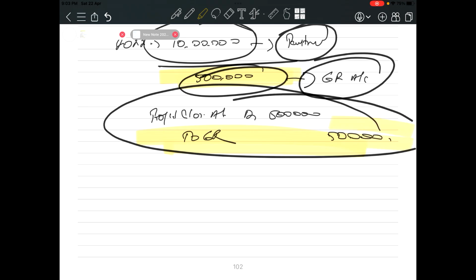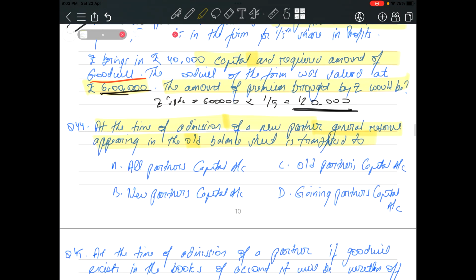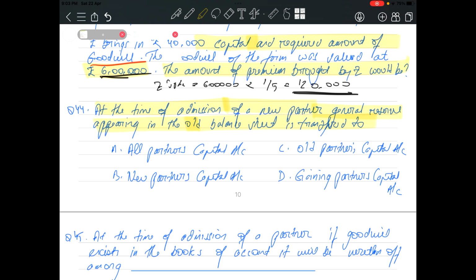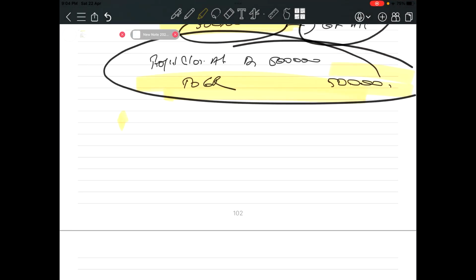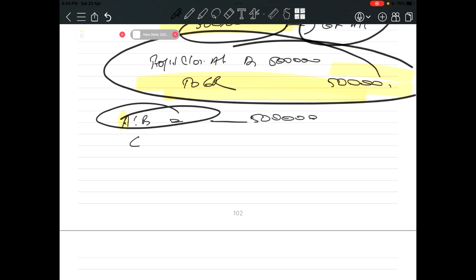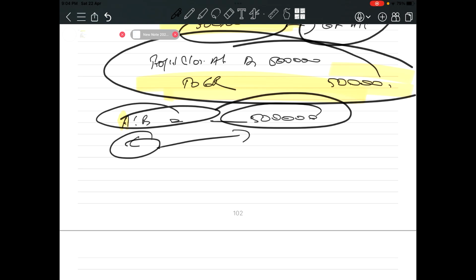So what is the question saying? At the time of admission of a new partner, general reserve appearing in the old balance sheet will be transferred to. Now say for example, A and B are partners, and a new partner C enters. Now this profit belongs to whom? This is the hard work of the old partners. Do you think the new partner should get some share from the old profit? No, he will not get any share, because he is just joining. This profit is the profit of the previous years, the hard work of A and B.